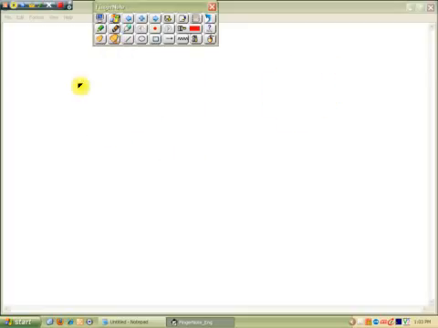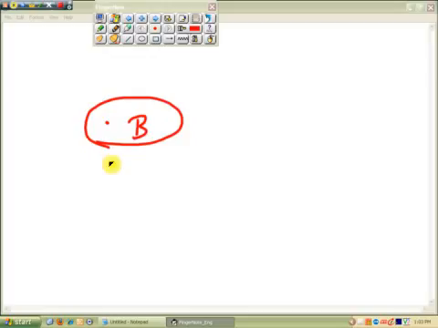For number 6, what is the best model for a tip of a pen? Okay, well, a tip of a pen is a very small dot, therefore it's got to be a point in geometry. So when they're saying model, what models geometry stuff? Okay, so the answer for number 6 is B.